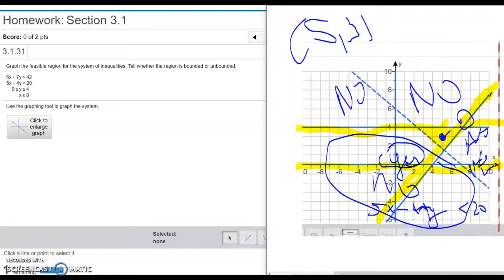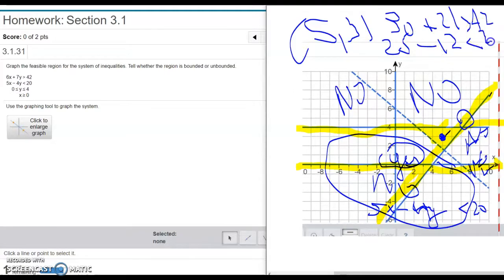All right, but let me go back and at least test that point. My point is 5, 3. So shove it into all the equations. This first one: if I sub it in, I get 30 plus 21. Is that greater than 42? Yeah, that one works. Let's try it in the second one. 5 times 5 is 25, minus 12 is 13. Is 13 less than 20? Yes, it is. Now the next one only cares about y. Is y trapped? Well, 3 is trapped in there. Is 5 greater than 0? Yeah. So you can see that the point 5, 3 meets all 4 requirements over here.